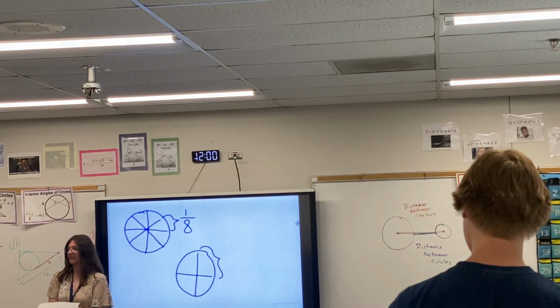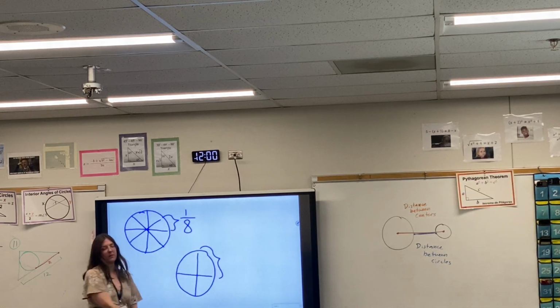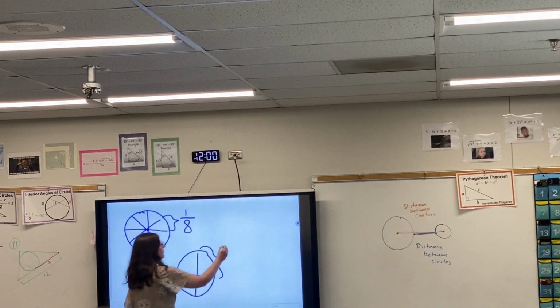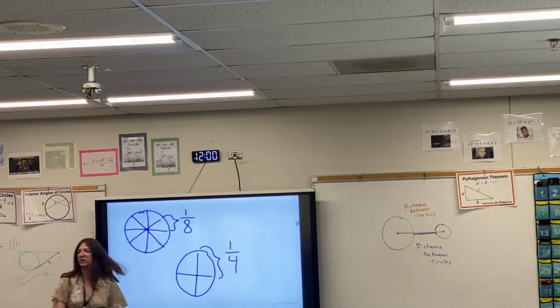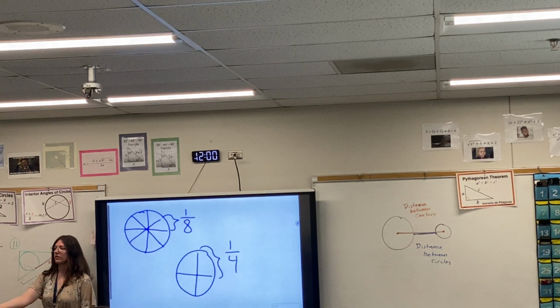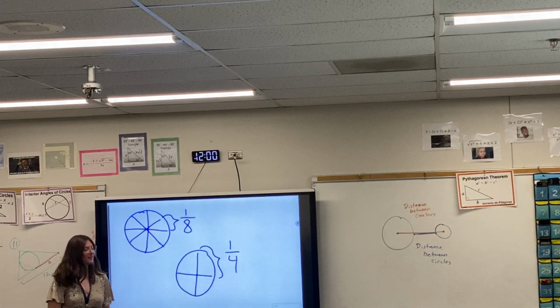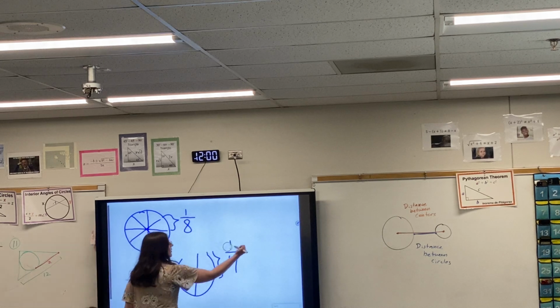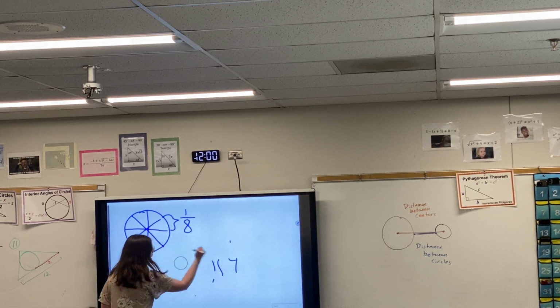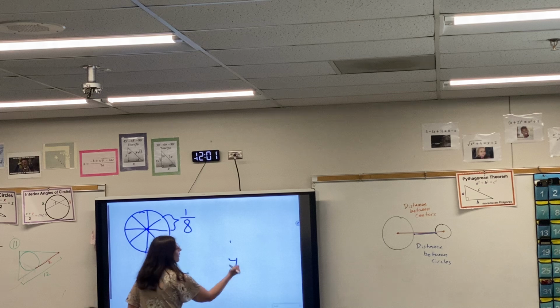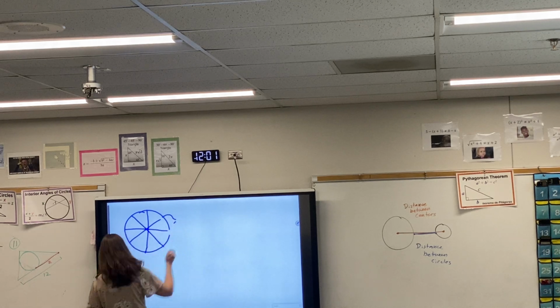Jace, what would you say this piece is? 1/4. Why is it 1/4? Because there's 4 quadrants. Exactly. It's one of the 4. Yeah, 4 pieces. Perfect. You guys know this. You already know all the background information you need to start this formula.